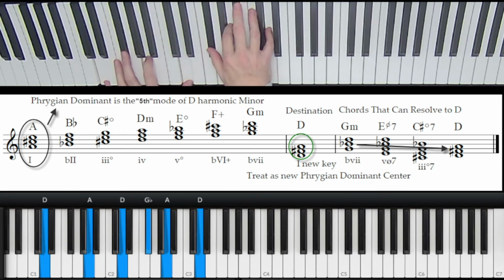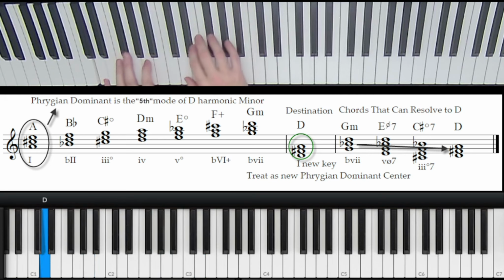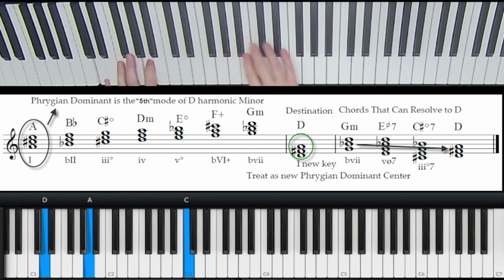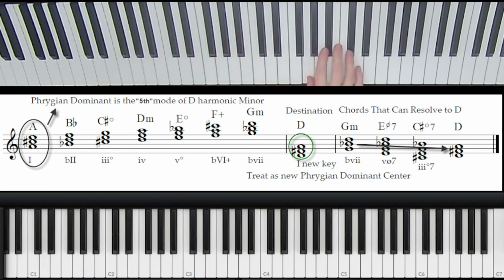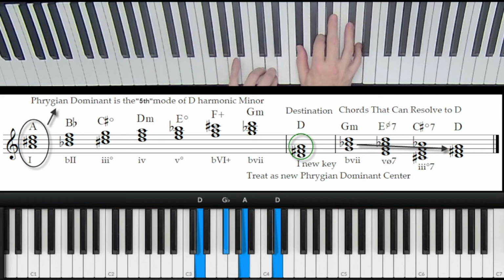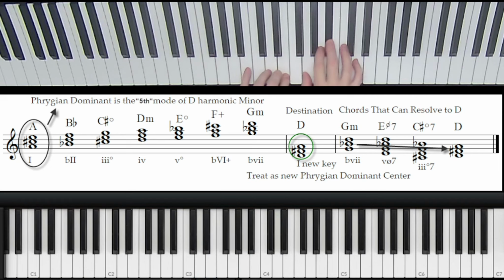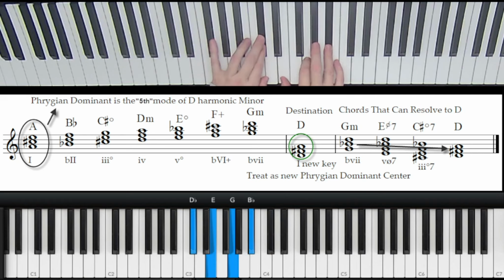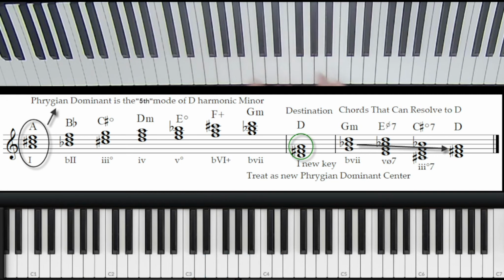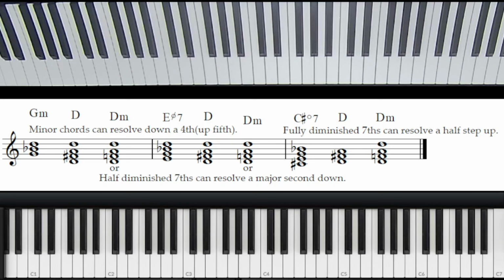But instead, we're going to use that Picardy third move now and treat D minor as another Phrygian dominant. So it's kind of like a modulation almost. But the interrelationships here I want to talk about. If you're in A Phrygian dominant, if you look at the G minor chord, that can resolve to a D major chord. The E half diminished can resolve to a D major chord, and the C sharp fully diminished 7th can resolve to a D chord. These are like using borrowed chords towards that D.